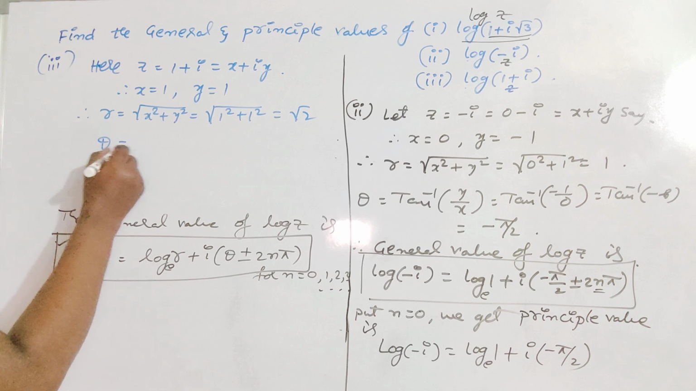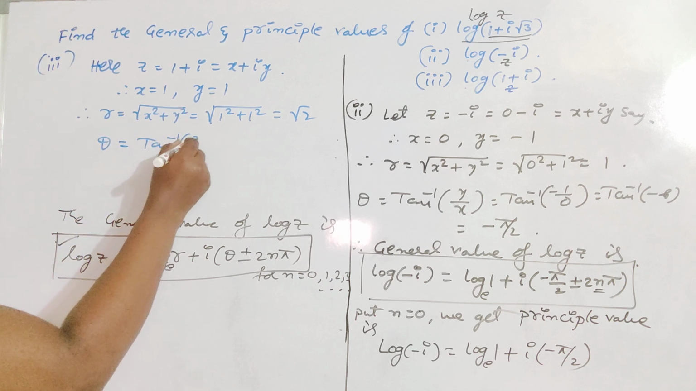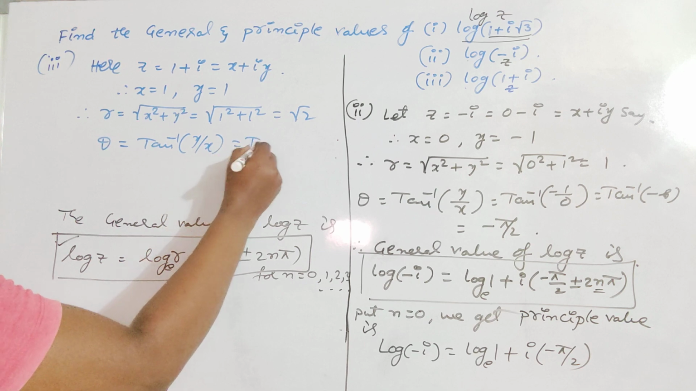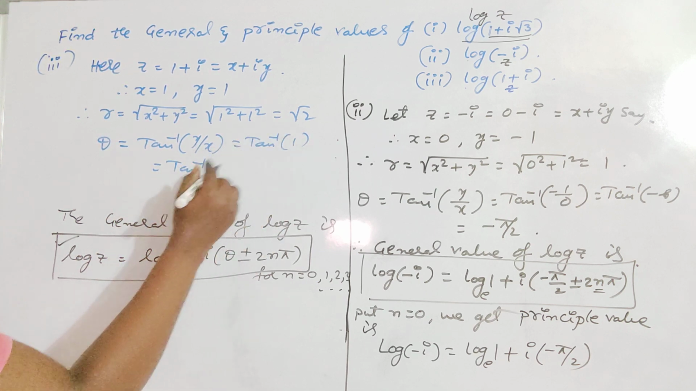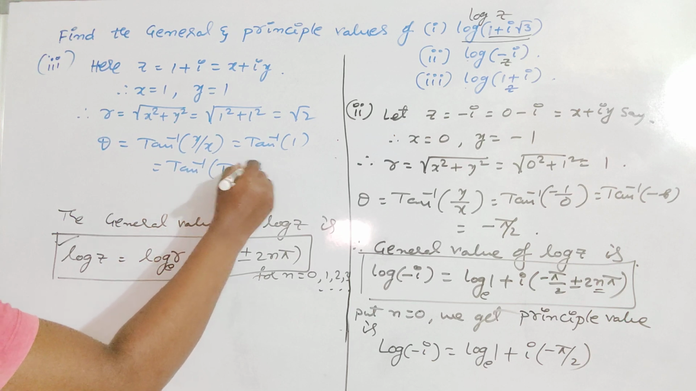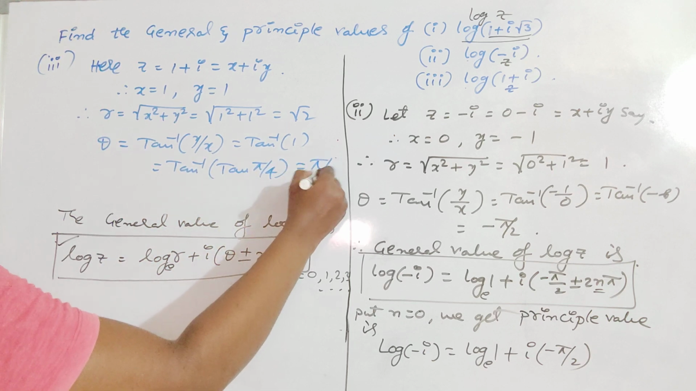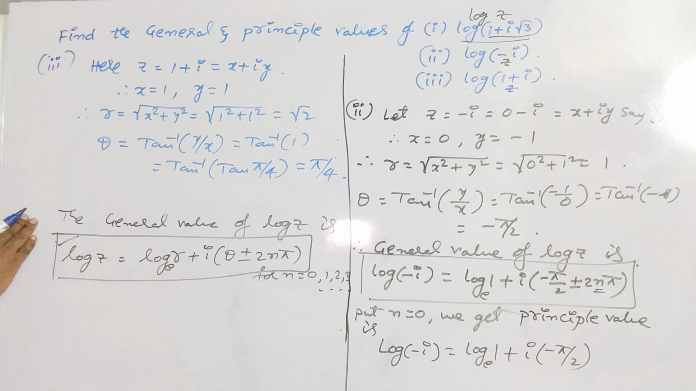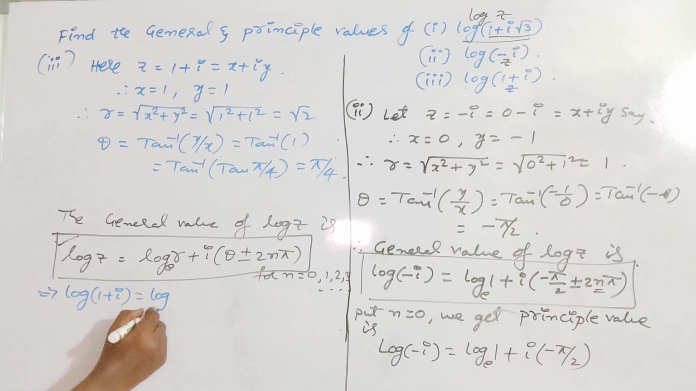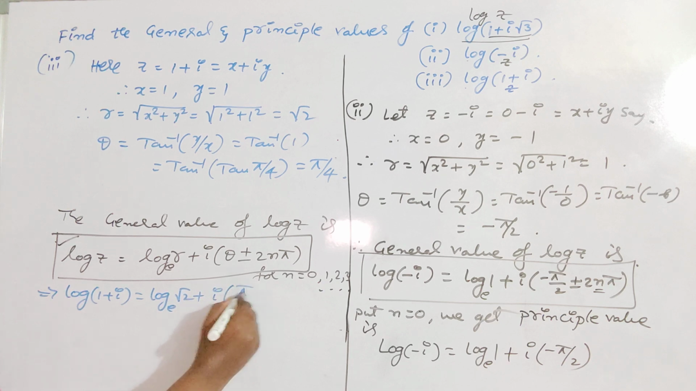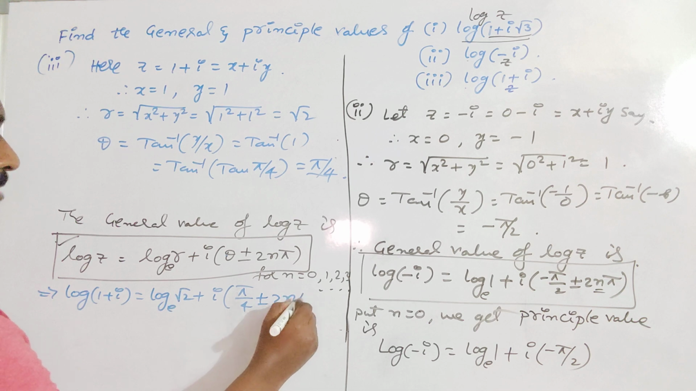And what about theta? Tan inverse of y by x. So tan inverse of 1. So when do we get 1 in tan terms? Tan pi by 4. You can also write directly pi by 4. Theta value is pi by 4. The general value of log z is this one. So here z is 1 plus i. You can get log r, r is root 2 here, plus i into pi by 4. Theta is nothing but pi by 4 plus or minus 2n pi.